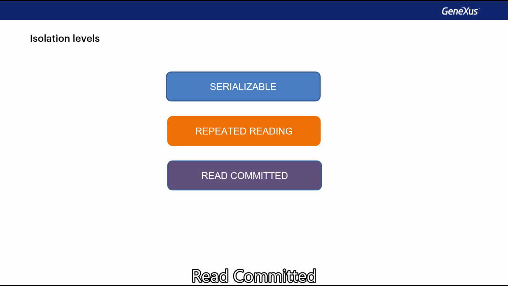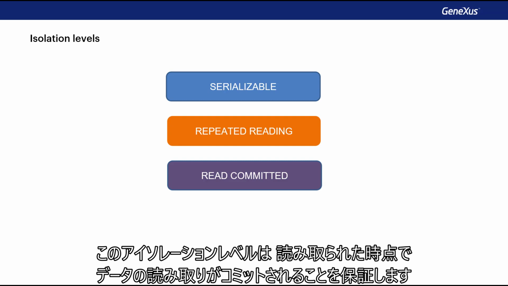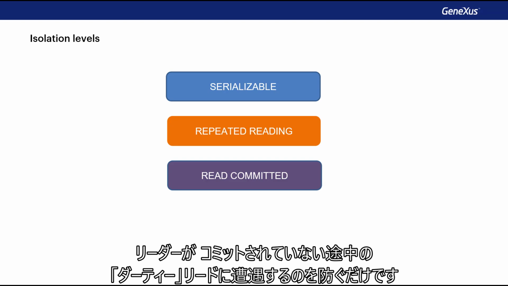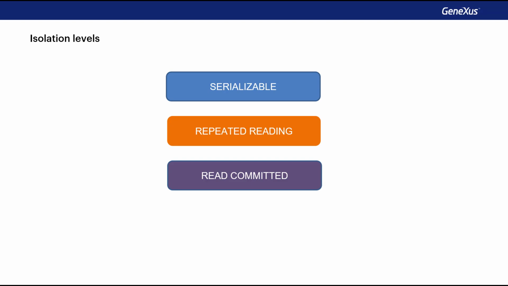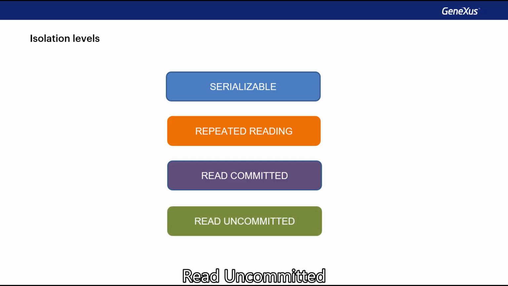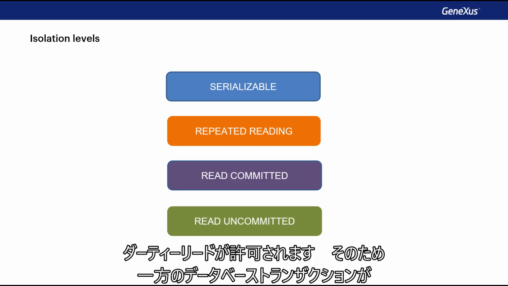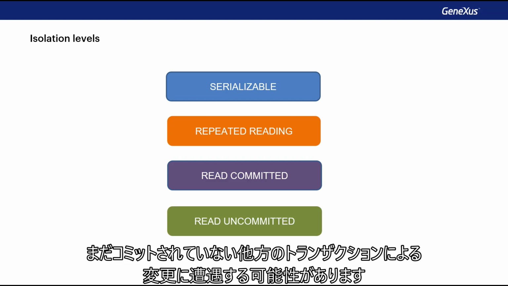Read committed. This isolation level ensures that any data read is committed at the moment it's read. It simply prevents the reader from seeing any intermediate, uncommitted, and dirty reads. Read uncommitted. This is the lowest isolation level. Dirty reads are allowed, so one database transaction may see changes made by other transactions that have not been committed yet.